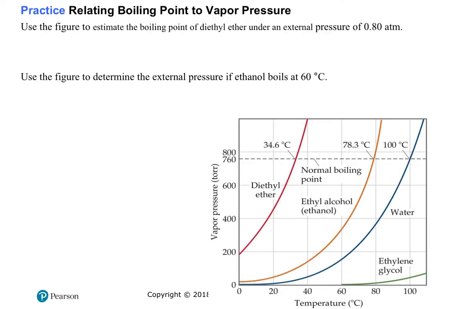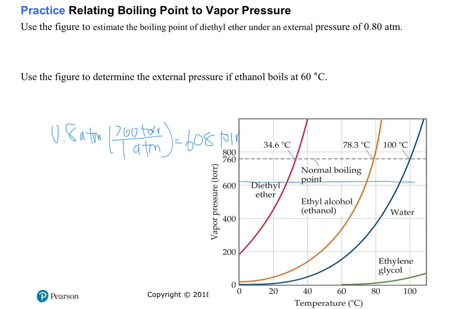So let's practice doing some problems. Use a figure to estimate the boiling point of diethyl ether under external pressure of 0.8 atmospheres. So we need to find out what 0.8 atmospheres is in torr. So if we do 0.8 atmospheres, and we know that there's 760 torr in 1 atmosphere, and that's 608 torr.